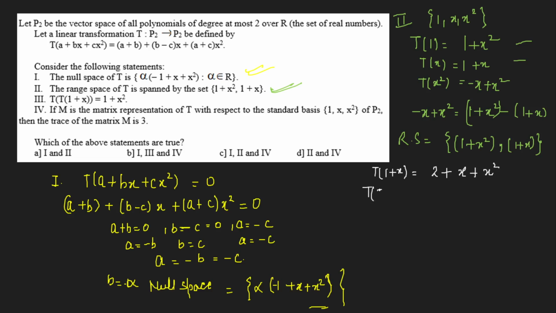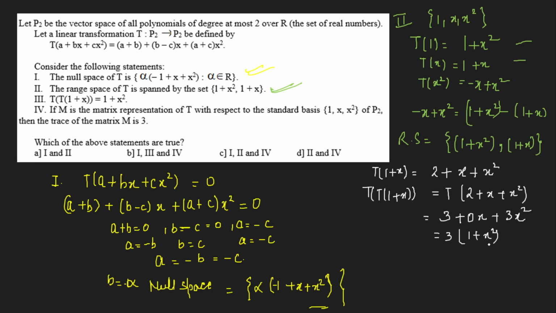Okay, so we have done the correct thing. T of 1 plus x would give me T of 2 plus x square, right? And a is equal to 2, b is equal to 1, c is equal to 1. That means 0 into x plus a plus c, that means 2 plus 1, that means 3x square. So we get 3 into 1 plus x square.